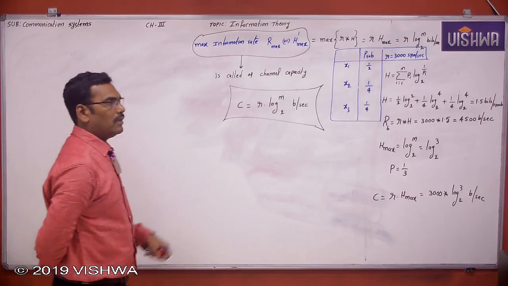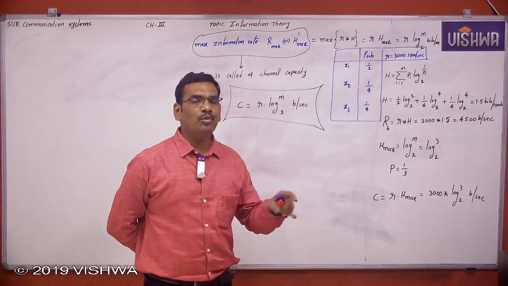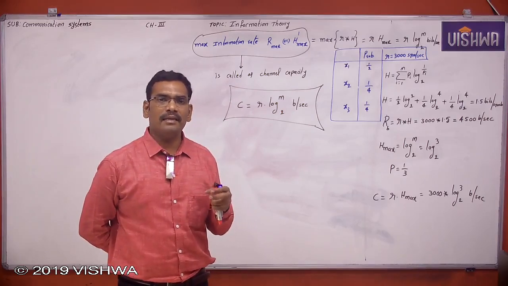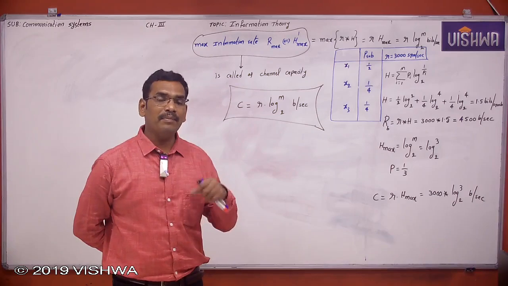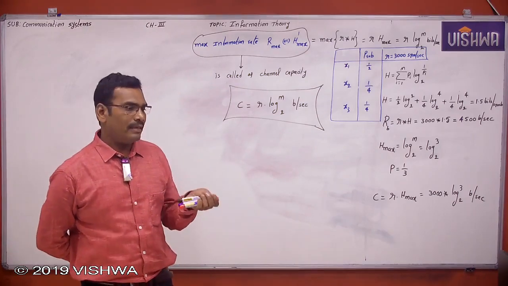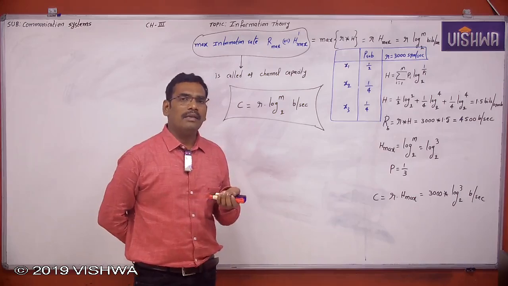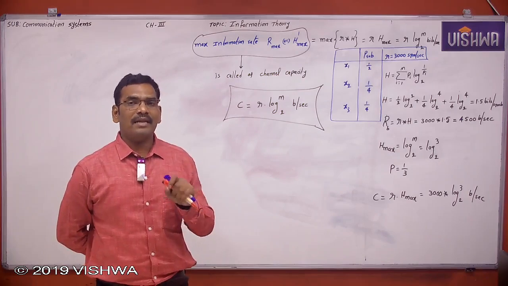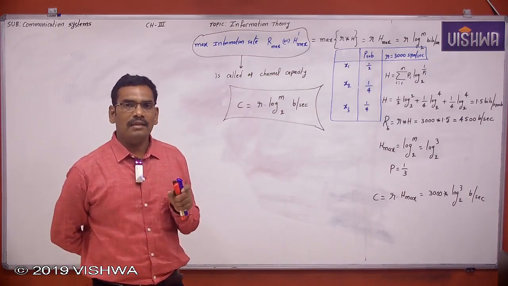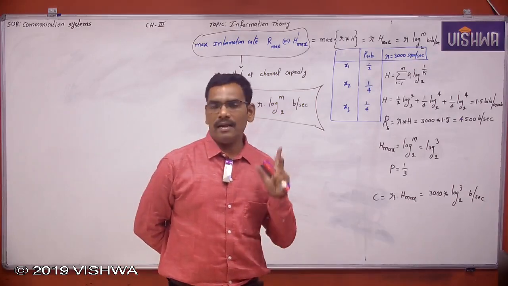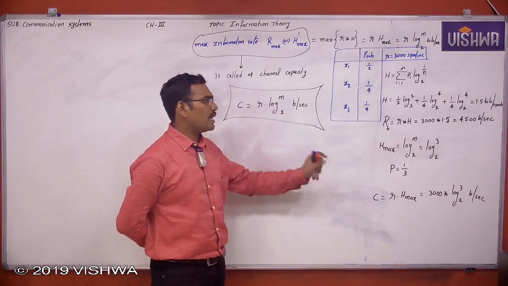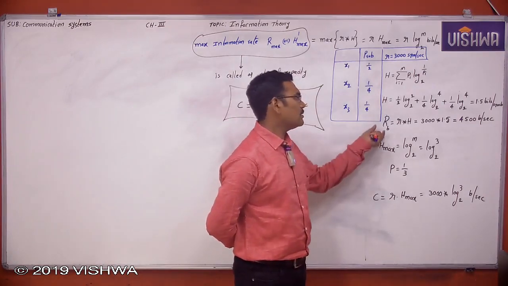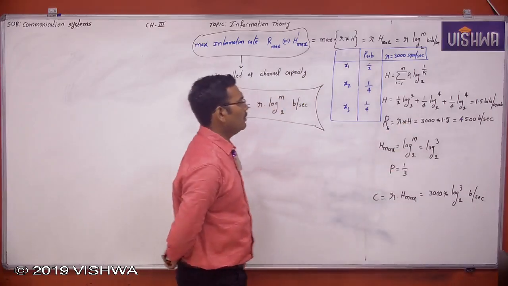Information rate is nothing but how many bits are transmitted through a channel. Channel capacity is the maximum that the channel is capable of transmitting. Suppose the information rate is 10 bits per second, meaning the number of bits transmitted through the channel is 10, but the channel capacity is 100 bits per second, meaning the channel is capable of transmitting 100 bits. That is the information rate and channel capacity.